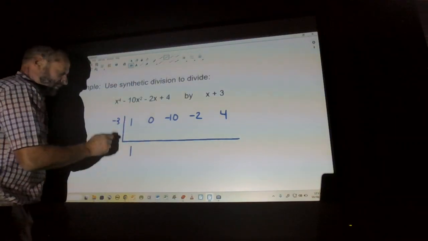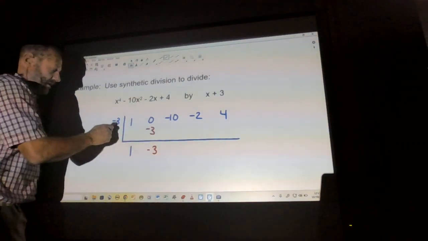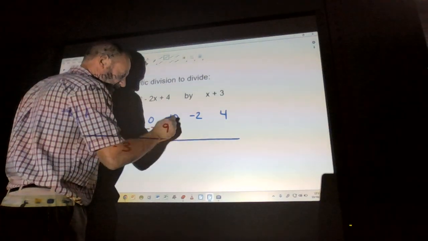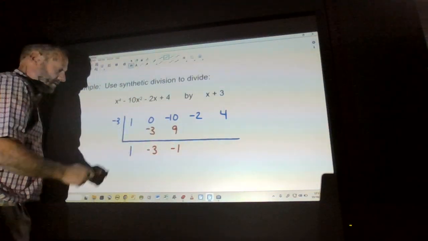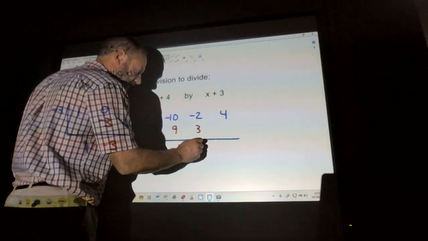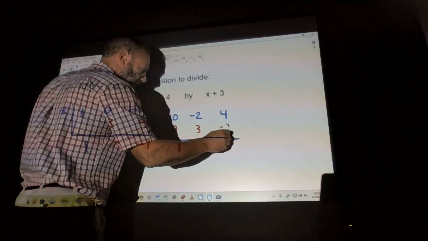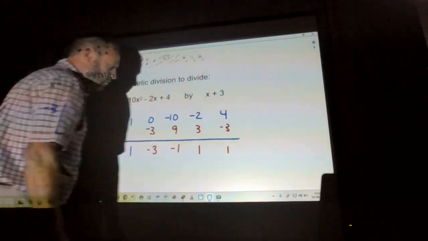Okay, now I'm going to go negative 3 times 1 is negative 3. I'm going to add this up, I get negative 3. Negative 3 times negative 3 is 9. I add this up, I get negative 1. Negative 3 times negative 1 is 3. I add this up, I get 1. Negative 3 times 1 is negative 3. I add that up, I get 1.